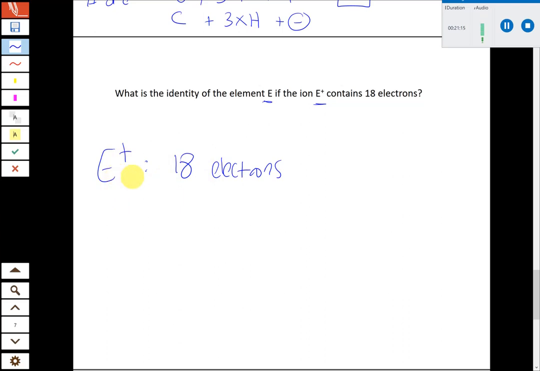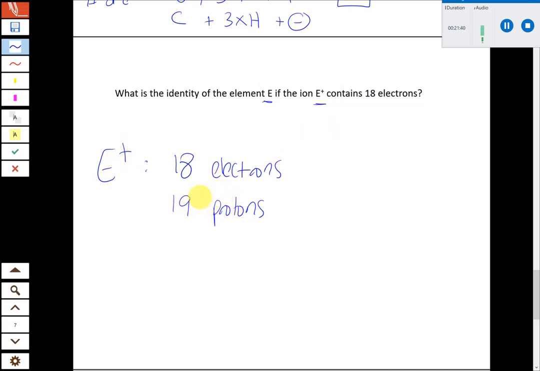Now, as we said, when you have charges and ions, either positive or negative charges, that means you either have extra electrons or not enough electrons to balance the charge. So in this case, if it's a positive charge, we have 18 electrons. That must mean we have 1 additional proton, 19 protons. Remember that each proton has a +1 charge, each electron has a -1 charge. So if our total charge is +1, that means we have 1 extra proton.